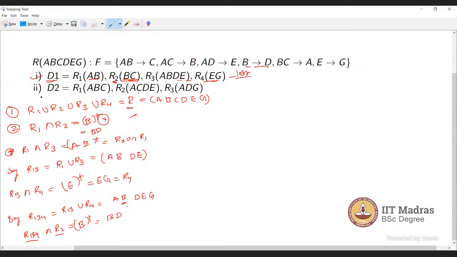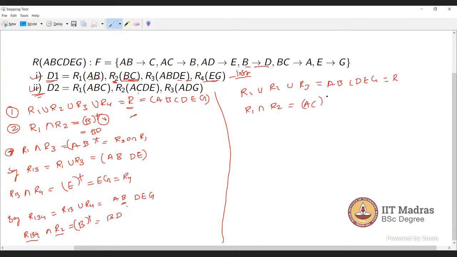So it is a lossy decomposition. Yeah. Quickly, can we check for the second part also? R1 union R2 union R3 equals A, B, C, D, E, G. So that is equal to R. Now let us take R1 intersection R2 or R3, anything. Let us take R2. Then that is AC. From AC, I can get B, right? So that is ABC. So that is R1.